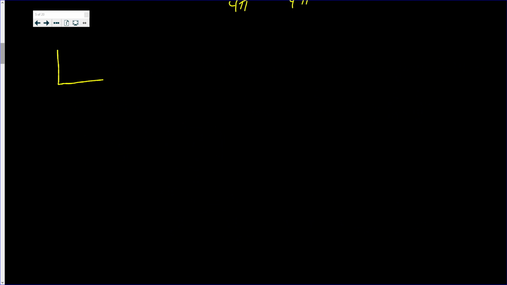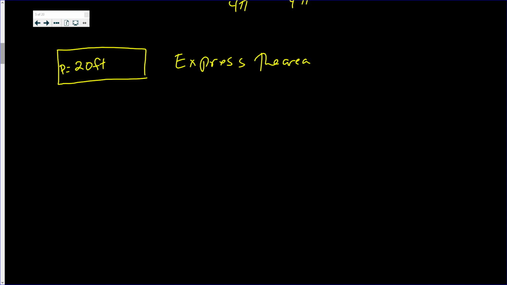Suppose you want to build a rectangular dog pen, and the perimeter is 20 feet. All you have is 20 feet of fencing, and we want to express the area A as a function of the length x.